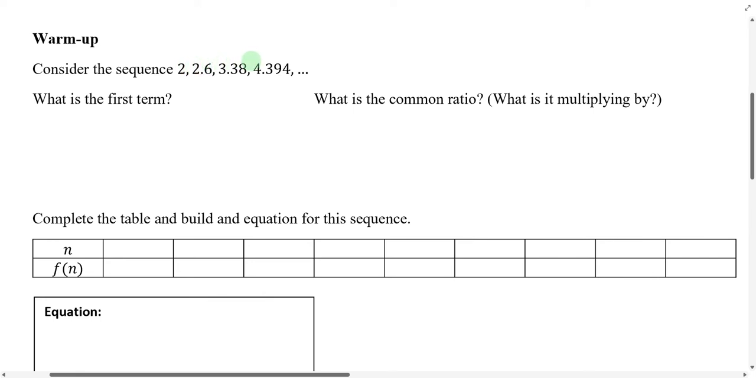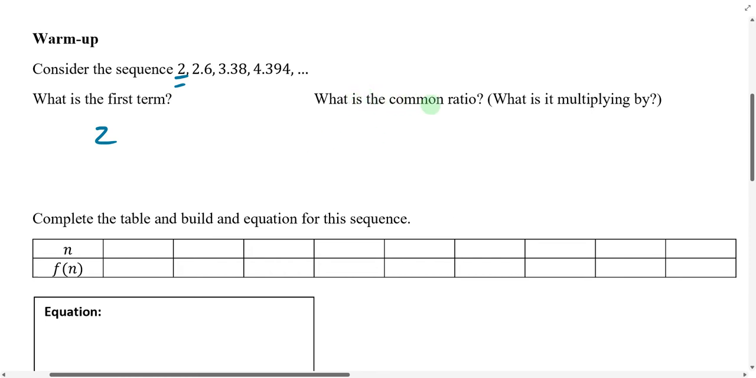We have a sequence. This does not look like the nice sequences that we had in the lesson yesterday. We've got some decimal numbers going on, but not a big deal. All right, so let's see what kind of questions they're asking us here. It says, what is the first term? Well, that's easy. We just go to the list and look at the first number here. So the first term is 2. Really easy to answer that one.